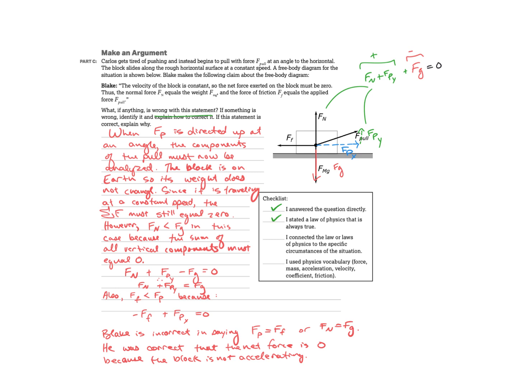The law that is always true is Newton's second law. The sum of the forces is equal to the mass times the acceleration. This specific situation shows that the pull is up at an angle, and so you need to use components. And the vocabulary that is important for this one would be things like the normal force, or the x component of the push, or the y component of the pull, force of gravity, the normal force, force of friction. Those are all reasonable vocabulary terms to use to answer this question.